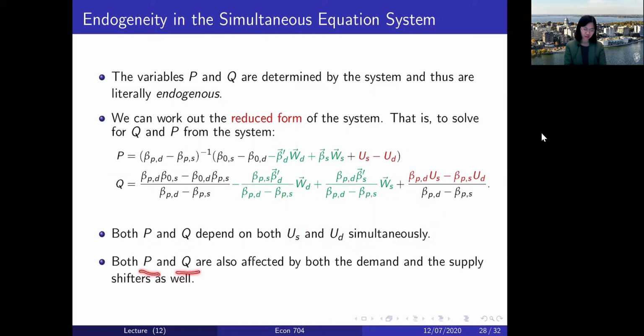Both P and Q are also affected by both the demand and the supply shifters, the Ws as well. So both the observable demand and the observable supply shifters, which are the Ws. So these two things are what we learned from writing the system in reduced form.